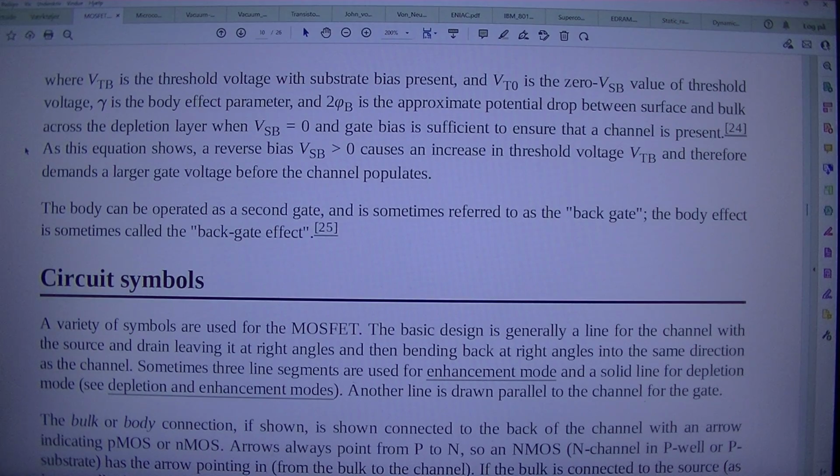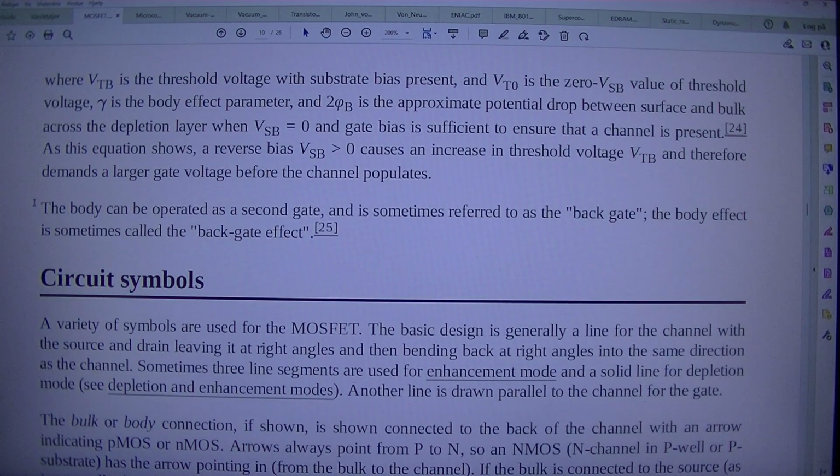As this equation shows, a reverse bias VSB greater than 0 causes an increase in threshold voltage VTB and therefore demands a larger gate voltage before the channel populates. The body can be operated as a second gate, and is sometimes referred to as the back gate. The body effect is sometimes called the back gate effect.